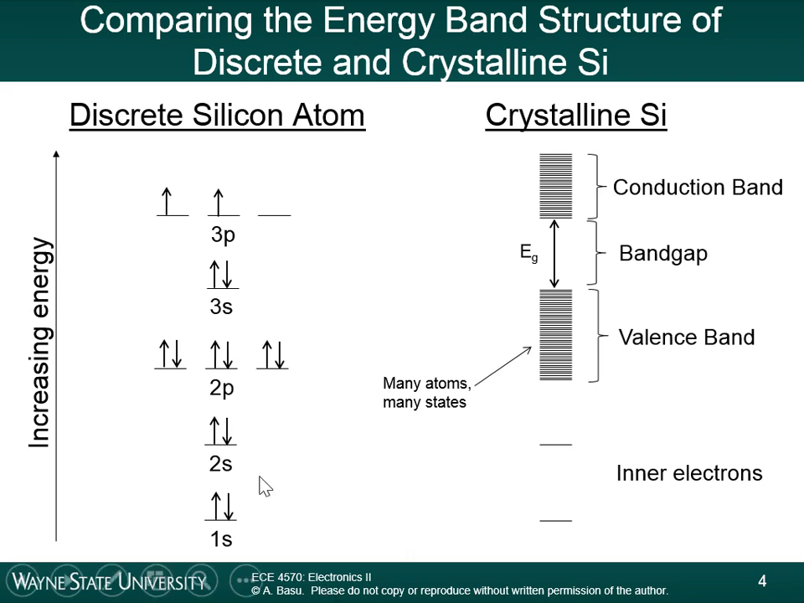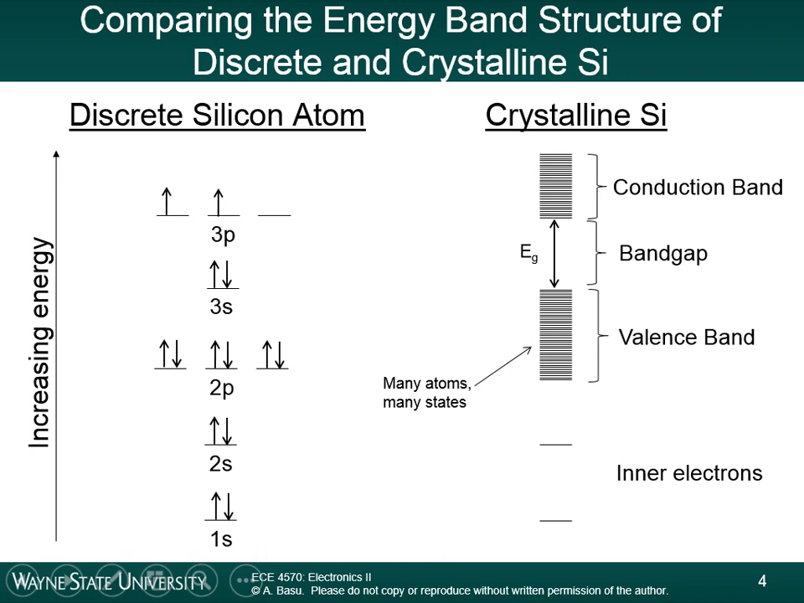This is what a discrete silicon atom looks like. Notice that there are discrete energy states. They can either be here, or they can be here, they can be here, and so on. In the crystalline silicon, what's different is that you have multiple energy states. You have a whole bunch of energy states up here, you have a whole bunch of energy states down here, and then you have a region in the middle where there aren't as many energy states.